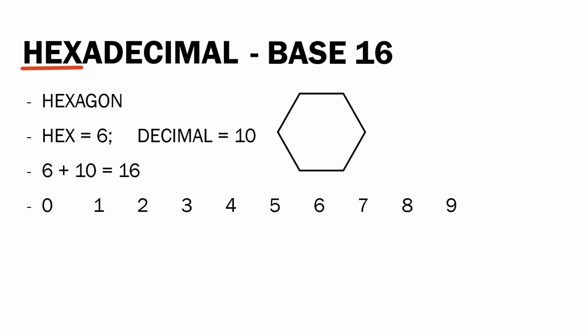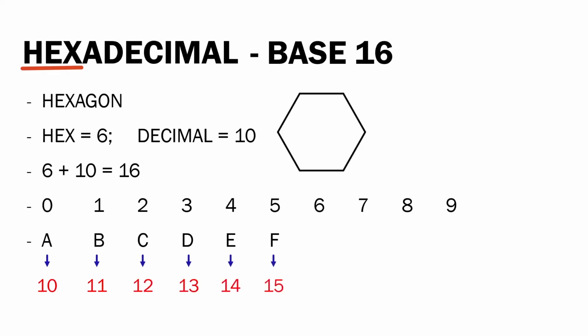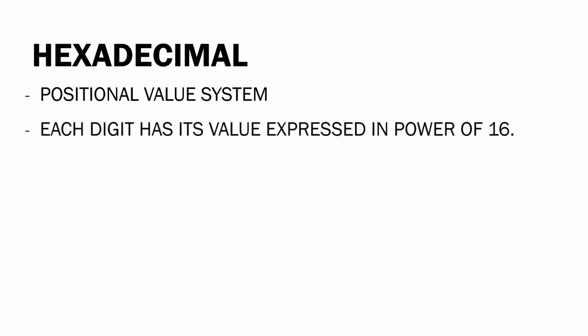10 digits including the 0. And the first 6 letters of the alphabet, A, B, C, D, E, and F. And letter A corresponds to 10 in the hexadecimal number system. B corresponds to 11, C to 12, D to 13, E to 14, and F corresponds to 15. And hexadecimal is also a positional value system, where each digit has its value expressed in power of 16. For example, we have here 10FB base 16 or hexadecimal.